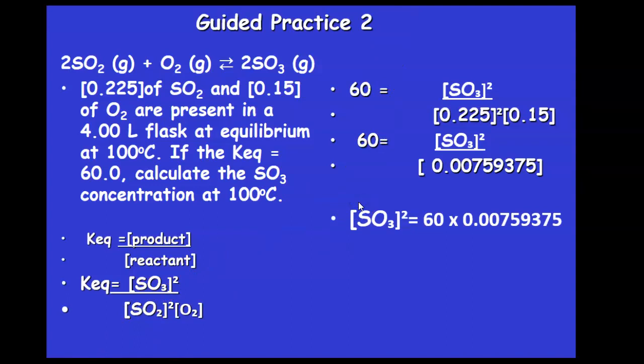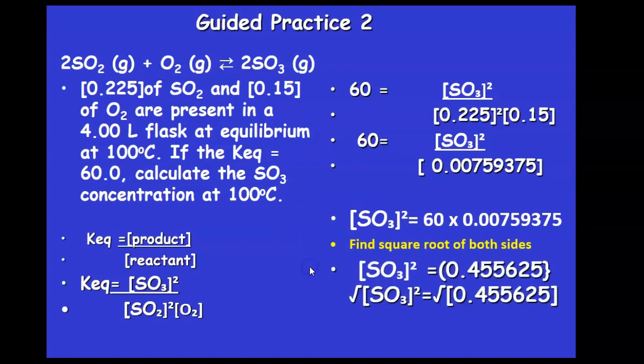All right, so how do you find your SO3 now? Find the square root of both sides. Of course, when you multiply this out, 60 times all this number will give you 0.455625 equals SO3 squared. So find the square root of both sides. The square root of the square of a number is this number.